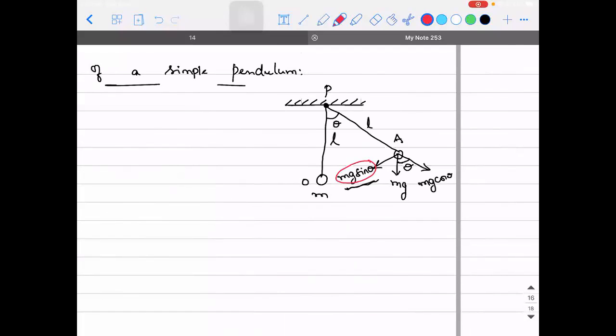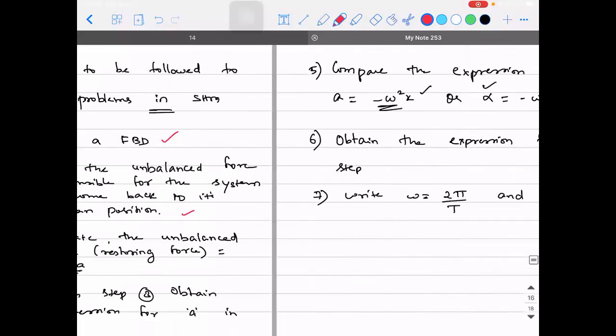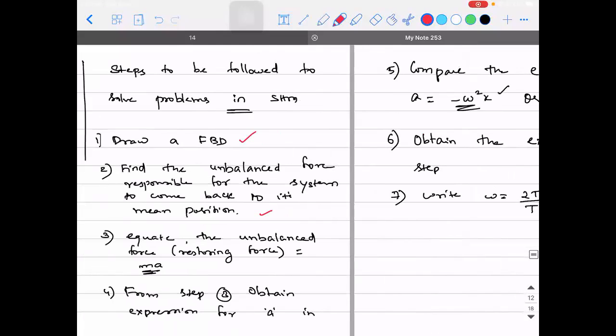Practically, in which direction is the bob going to come? Towards its mean position, from A to O. Which force is going to pull the object from A to O? Obviously, it is mg sin theta. So that is the unbalanced force. Restoring force is unbalanced force. That's what I wrote here.